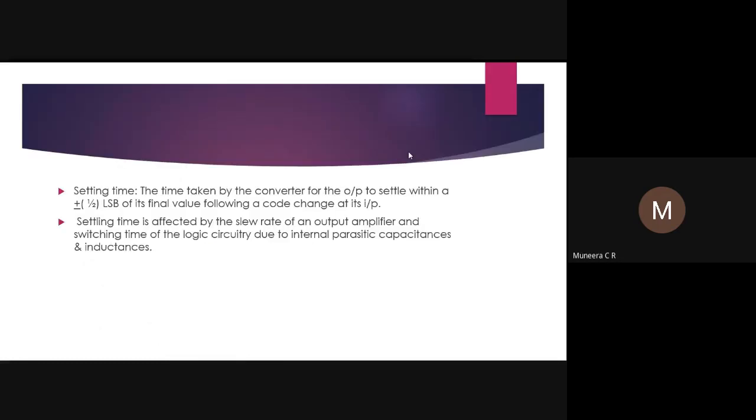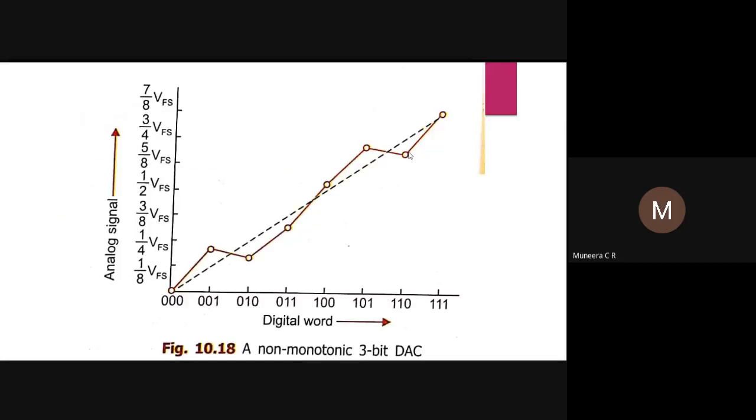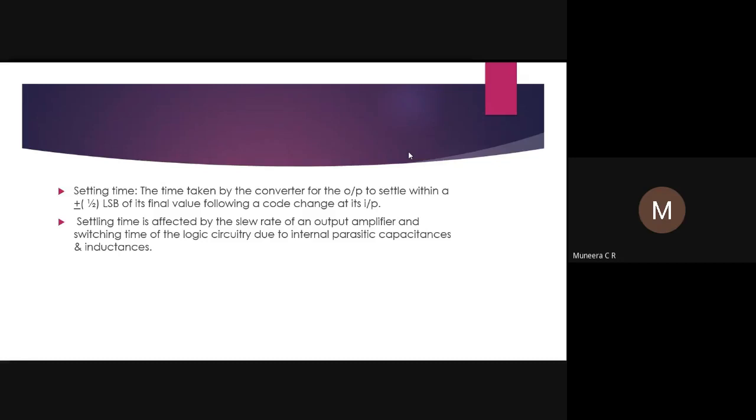Settling time is the time taken by the converter for the output to settle within plus or minus half LSB of the final value following a code change at its input. That is, if there is any change in input, what is the time taken by the converter to settle the output within plus or minus half LSB? Settling time is affected by the slew rate of the output amplifier and the switching time of the logic circuitry, due to the internal parasitic capacitance and inductance.